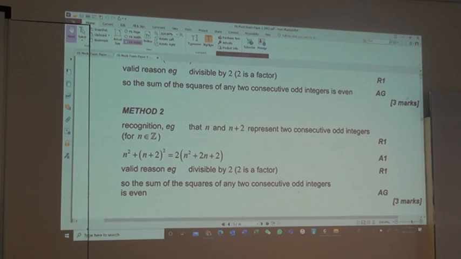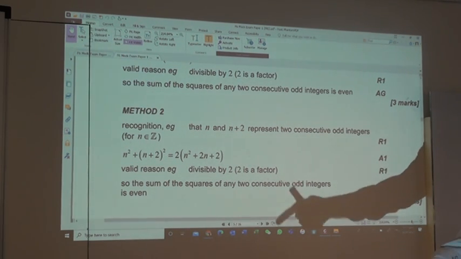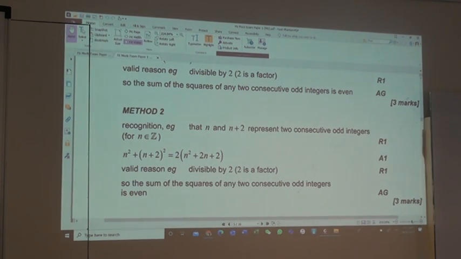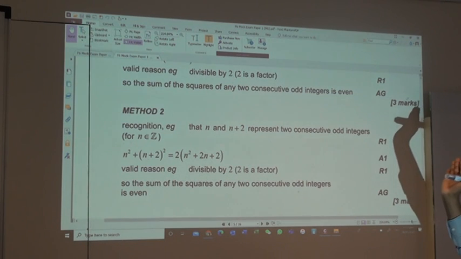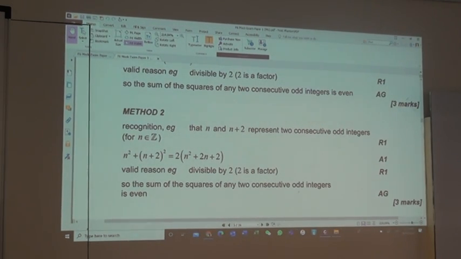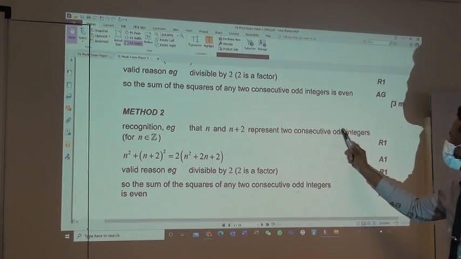Another method. Maybe you don't want to use those ones. That's why it says "ends or otherwise." So you decide to choose your own n and n plus 2, which are also consecutive even numbers, provided your n is even. Okay? Odd. Recognizing that n and n plus 2 are 2 consecutive odd numbers.